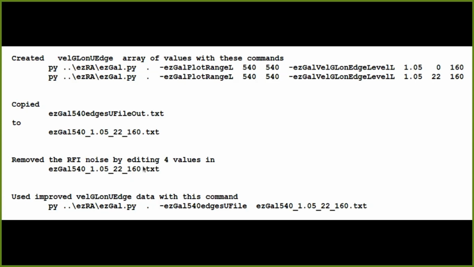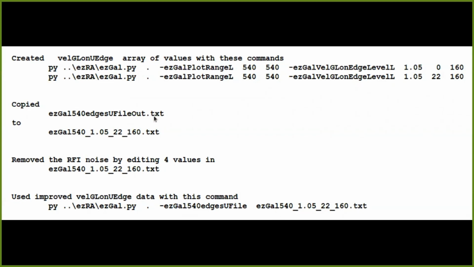And then I want to use this file with ezGal. ezGal, you run it the normal way. I'm looking at all the gal.npz files in the current directory. That's what the period stands for. And now a different keyword, ezGal 540 edges U file, much like the original file name that gets pumped out. This is where it would read in a new file. And then I gave the file name that I had created.